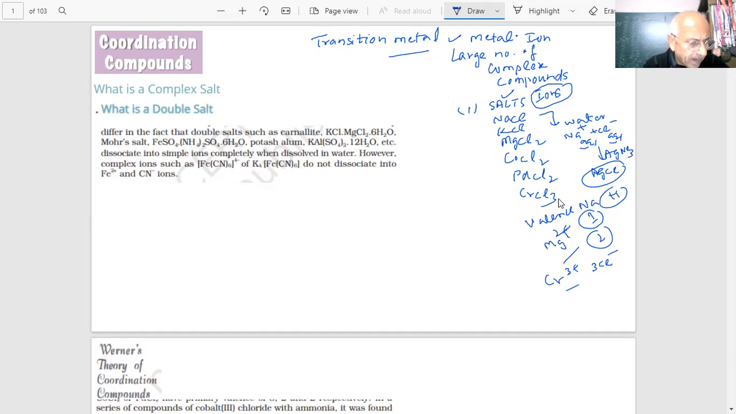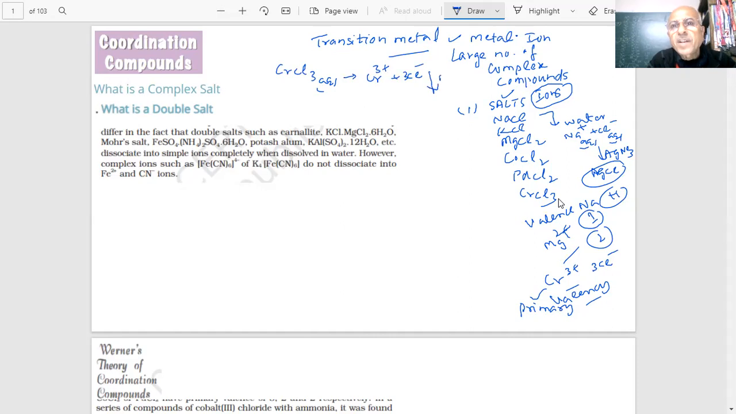Here the idea is that they have a valency, which is the primary valency. So there is a primary valency of these compounds. Is it true or not? We can find out how many chloride ions are there in CrCl3. In aqueous solution, it gives Cr3+ and 3 chloride ions.